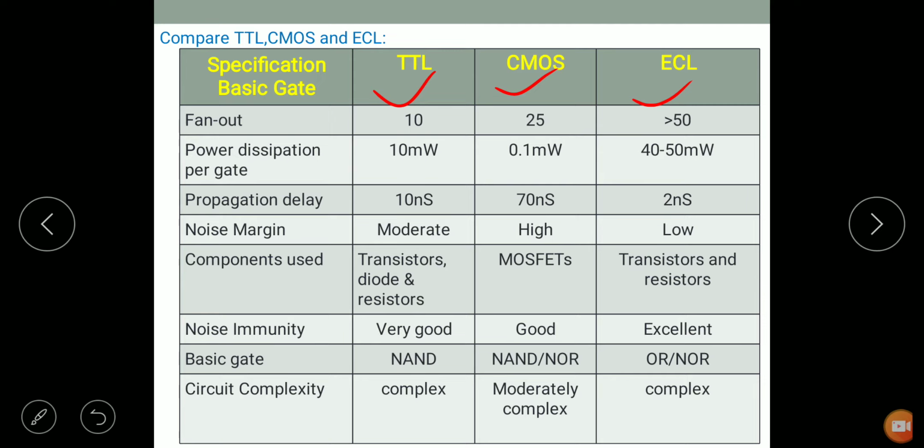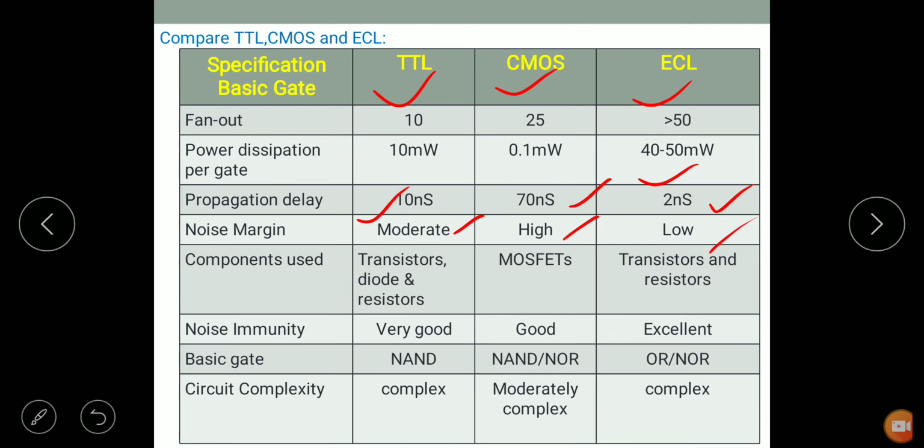Fan out for TTL is 10, for CMOS it is 25, and for ECL it is greater than 50. Power dissipation per gate is 10 milliwatt, then 0.1 milliwatt, and 40 to 50 milliwatt. Then propagation delay for TTL is 10 nanoseconds, then it is 70 nanoseconds and 2 nanoseconds. Noise margin is moderate, then it is high, and it is low for ECL.